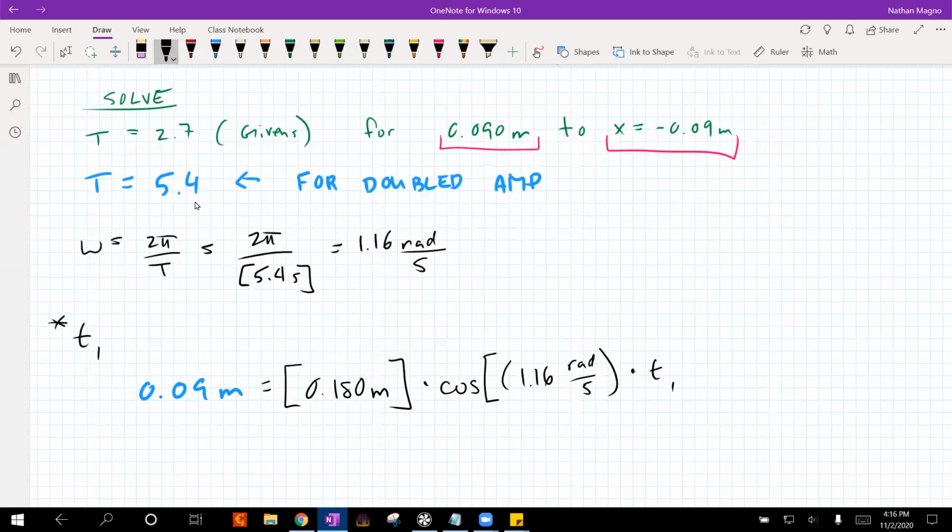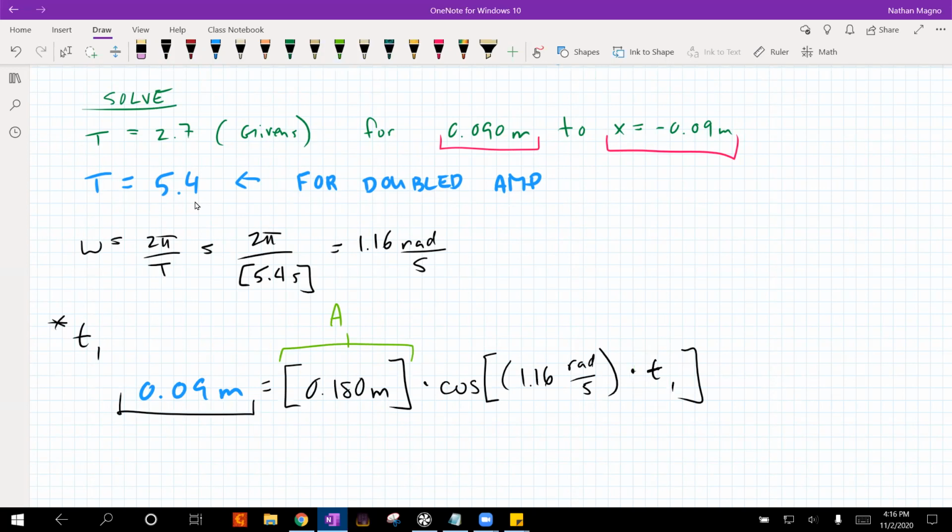And we want our time 1 it takes to reach this distance. So we're trying to solve for the time it takes to get to the 0.09 meter mark if our amplitude is 0.18 meters. Is that clear? Because this is basically the physics right here. If you know how to isolate T1, you understand the physics. And now it's math from here.